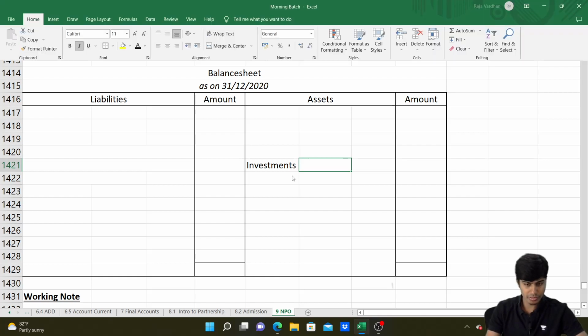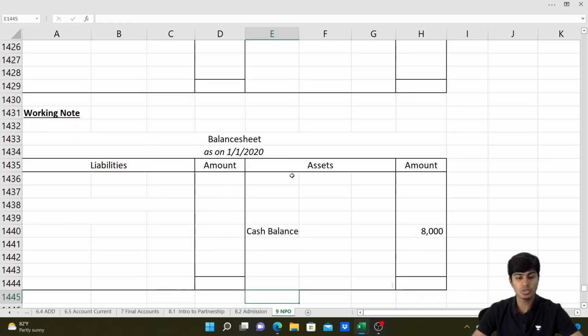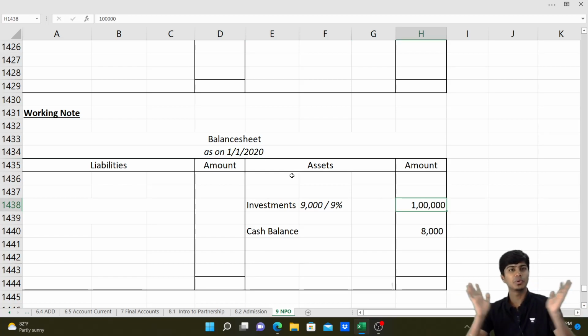Investments. How did we find it? 9,000 by 9%, which is 1 lakh. This is closing balance sheet. Balance sheet as on 31st of December 2020. We will also write it in the opening balance sheet. That is balance sheet as on 1st of January 2020. Investments 9,000 by 9%, 1 lakh. We've written at both the places. I hope you all understood.